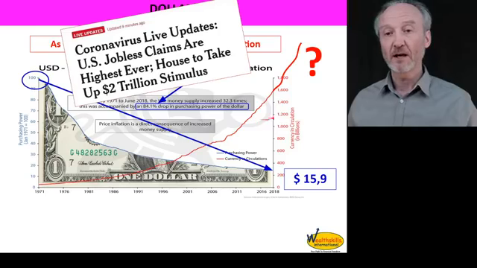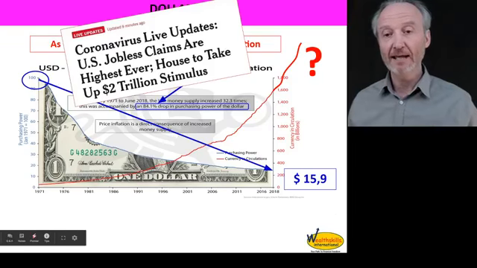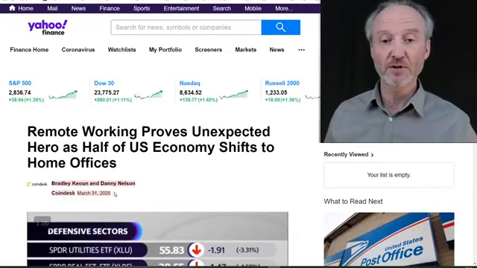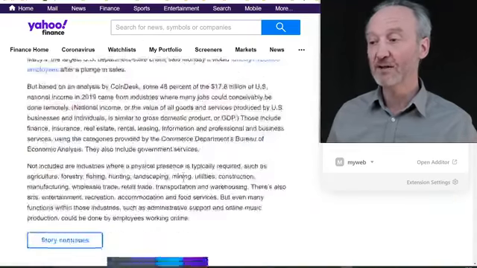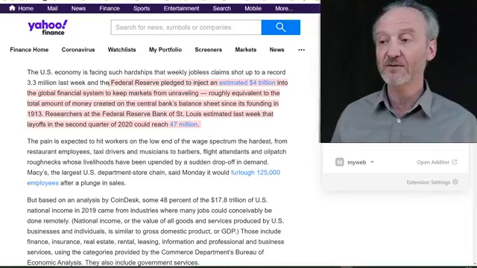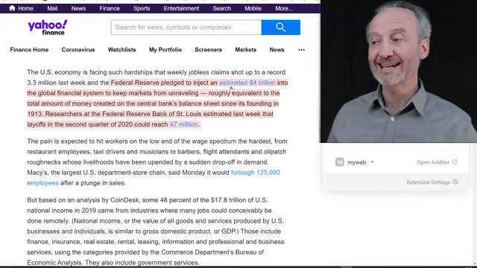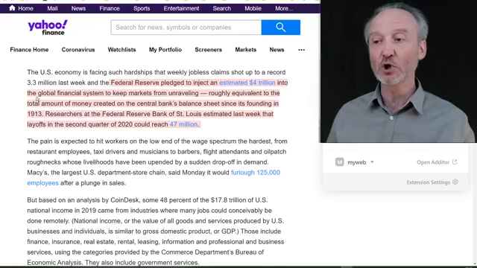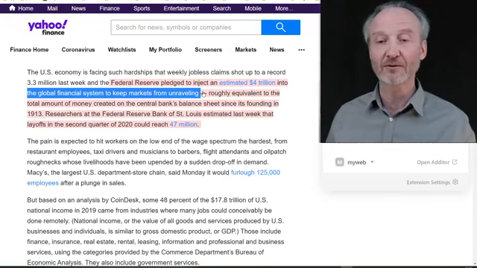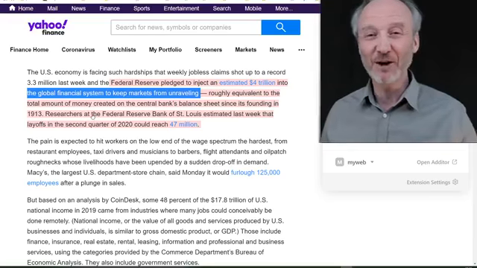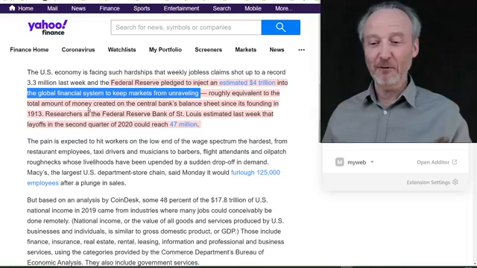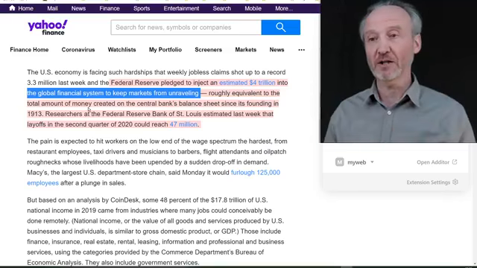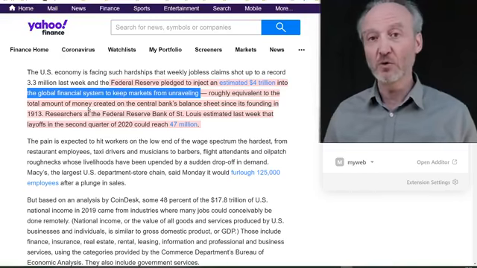Let's move to the website here, the website of Yahoo Finance, from March 31st, 2020. And here I found a very interesting sentence. The Federal Reserve pledged to inject an estimated 4 trillion, understand this number, 4 trillion into the global financial system to keep the markets from unraveling. So the US is not the only country doing so. Europe has just put into the market, and they said they will move 500 billion euros into the market to help the economy move again.